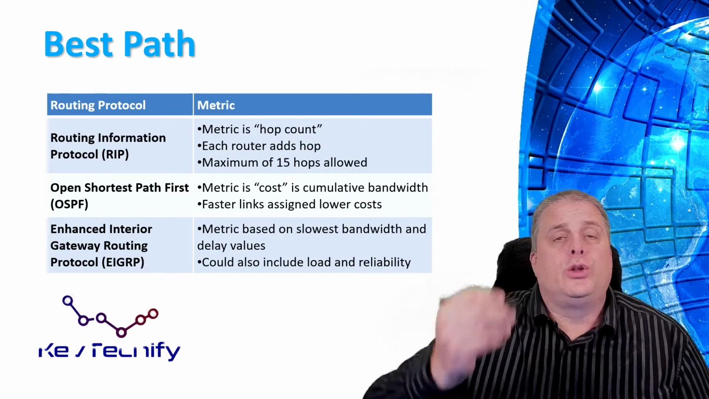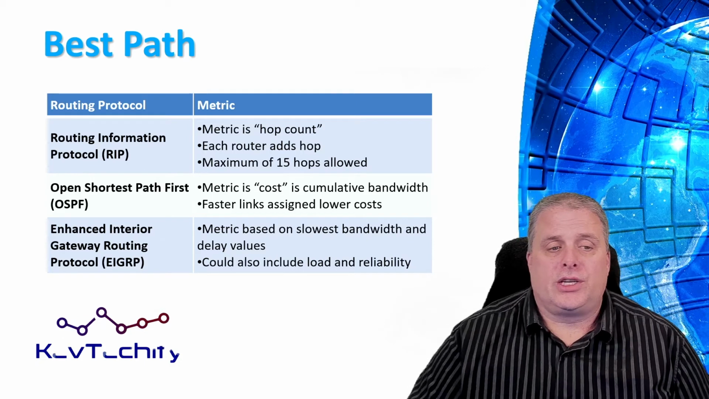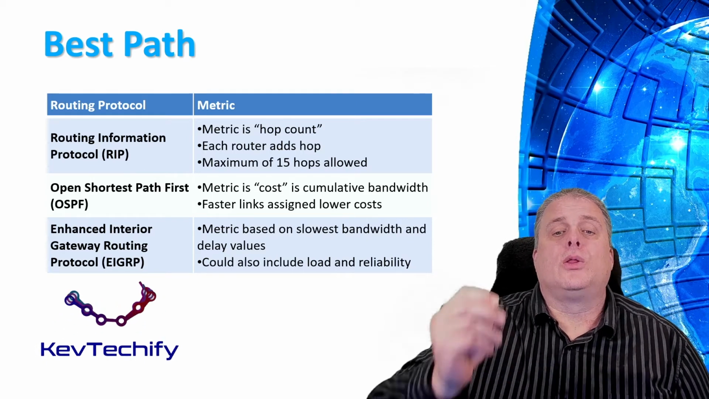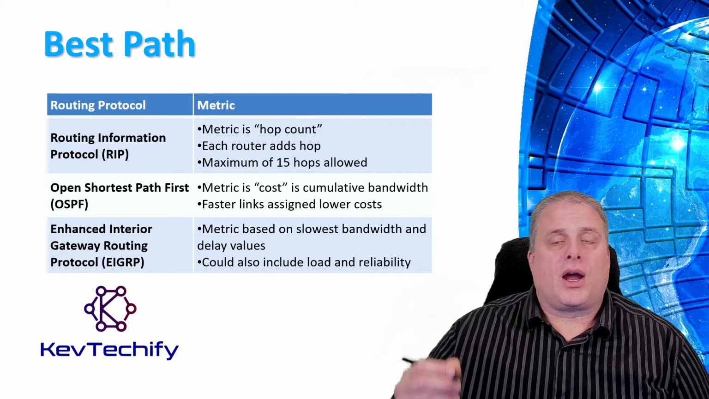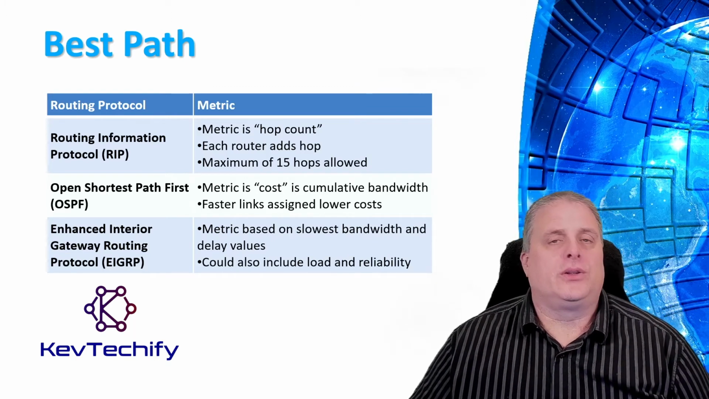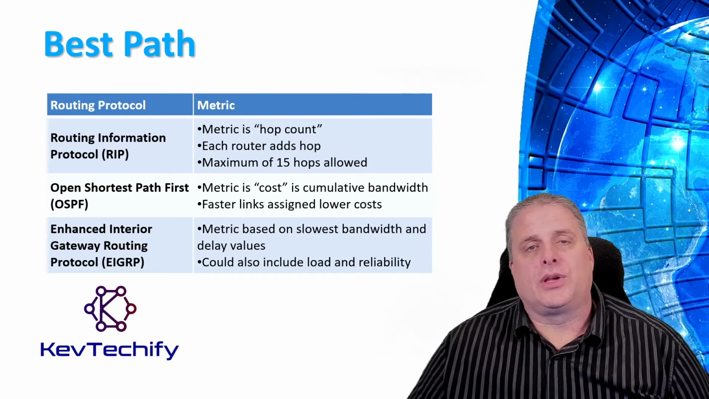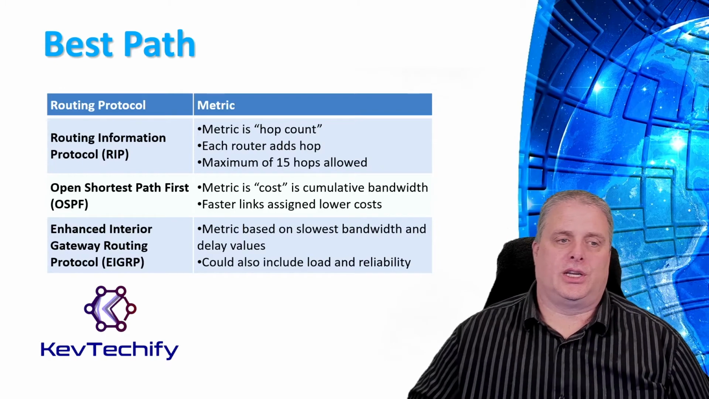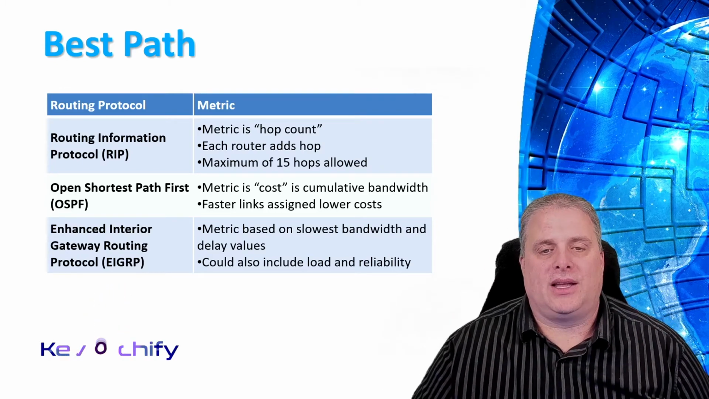You could include other parts in the calculation for EIGRP. You could look at load of the processor, load of the connections, how congested is it? We can look at reliability. Is it a reliable connection or is it an unreliable connection? And it does its calculation based upon that.